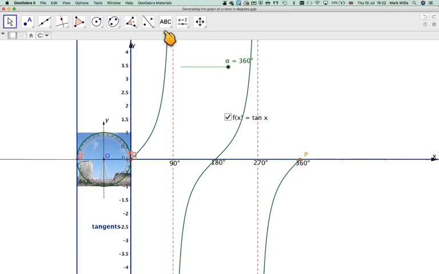Its range will be for all values of y, unlike sine and cos, where they're only valid between -1 and 1. So this has been a video to show you how to generate the graph of tan x using degrees. And I'll remind you the GeoGebra applet I will put in the notes of this video.